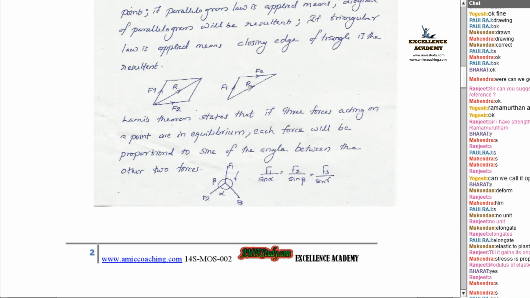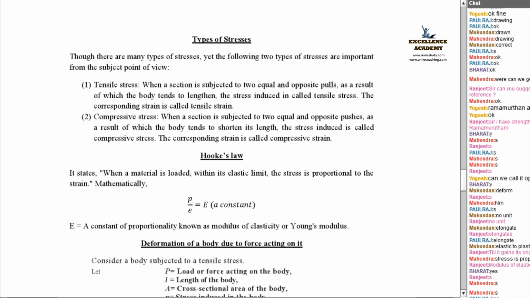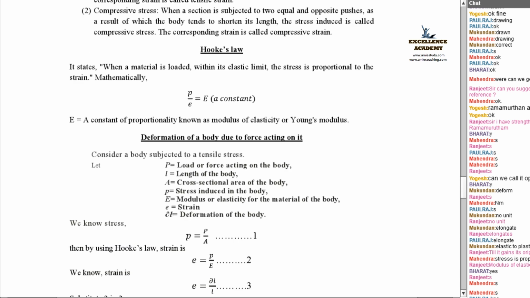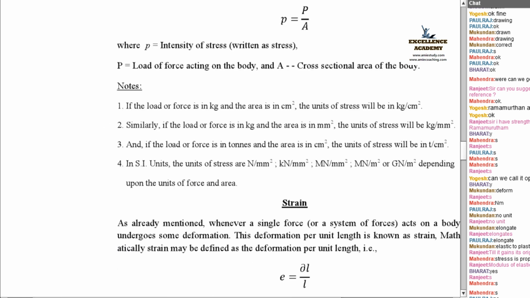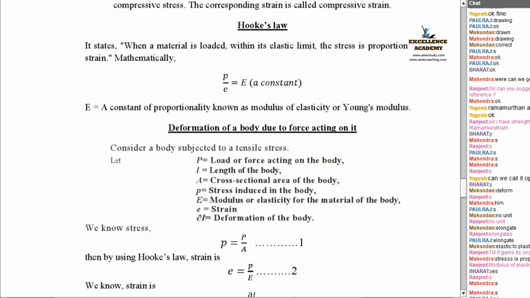I typed all these things. Yes. See here. P is the load or force. L is the length of the body. A is the area of the cross section. And p is the stress. And E is the modulus of elasticity. And e is the strain. And delta L is the deformation of the body. So we are going to find out the delta L there.